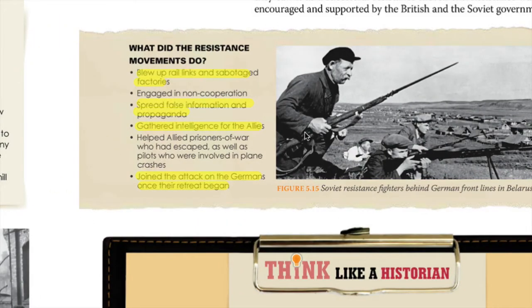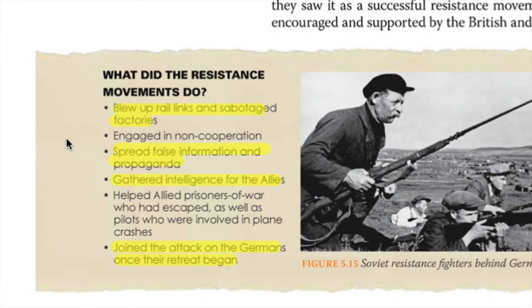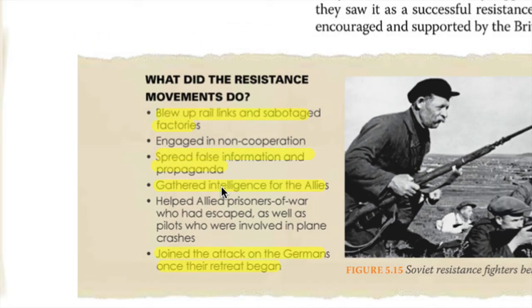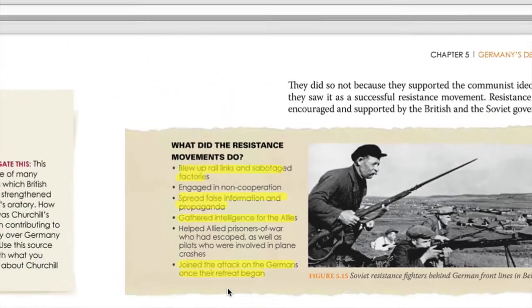Now, why was the resistance so important? They actually contributed in blowing up the railway stations belonging to the Nazis and sabotaged Nazi factories so that they couldn't build the weapons or ammunition which they needed. They also gave false information to the enemies. Okay, they gathered intelligence or intel. Like I said, intelligence refers to the location of enemies, their factories, etc. And when the Germans retreated, they actually joined in the attack.